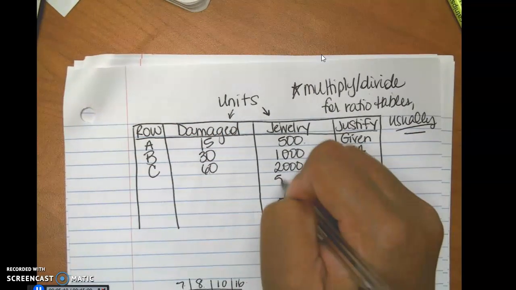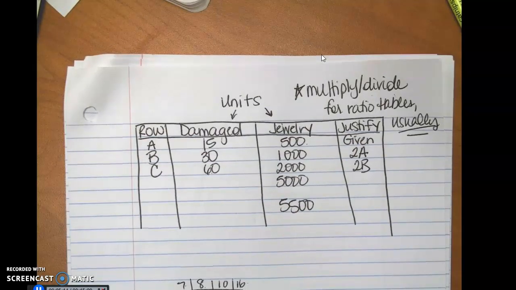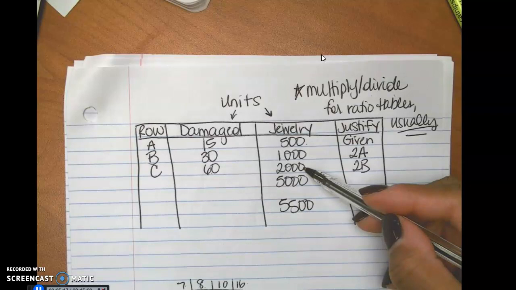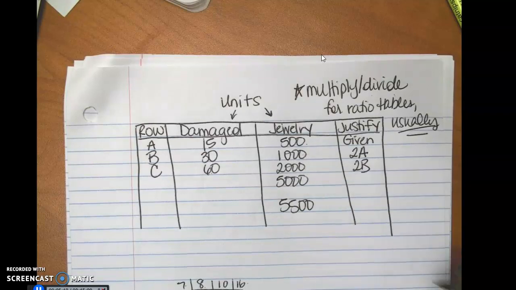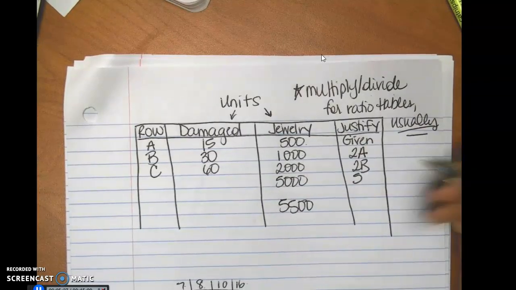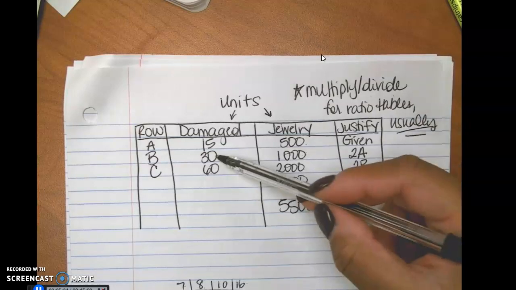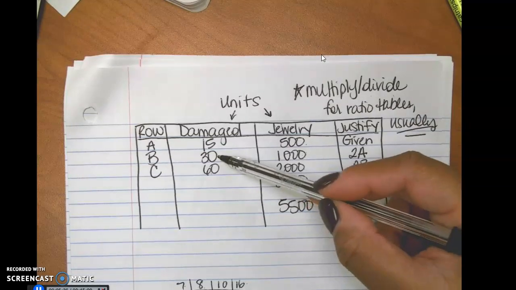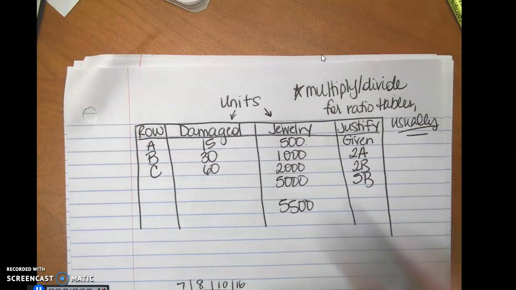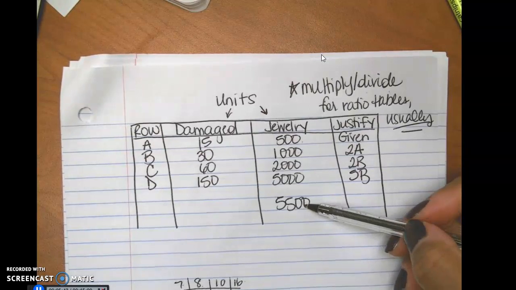Now, I want 5,000. How am I going to get there? What can I do to the 1,000? You can multiply by 5. So 5 times which row? Not C, because then that will give me 10. 5 times B. So whatever I do to this, I have to do to the 30. What's 5 times 30? 150.